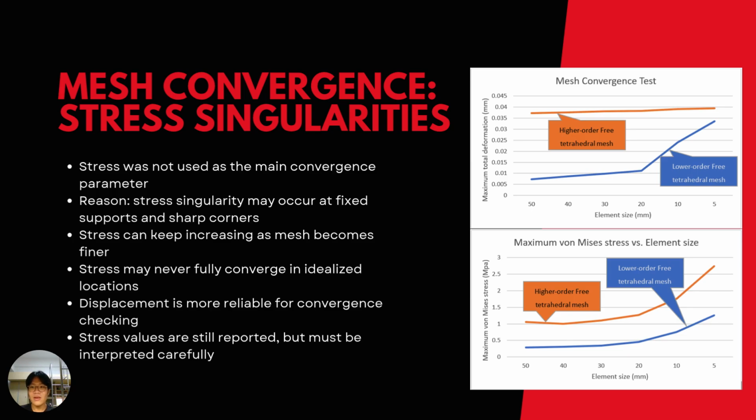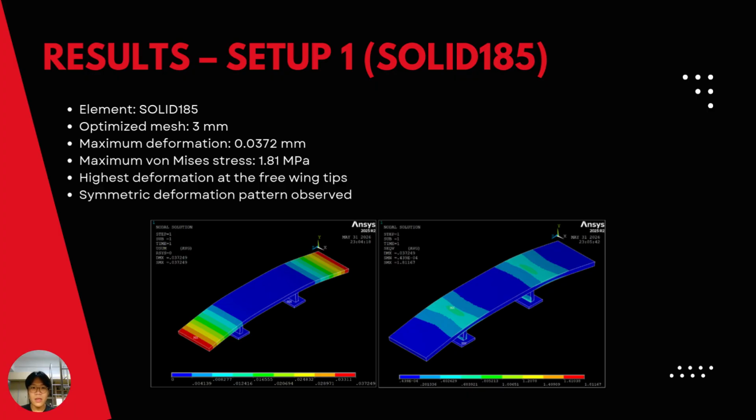These often occur near fixed supports or sharp corners. In those regions, the stress can keep increasing as the mesh becomes finer, as shown in the figure below, even though the overall solution is already stable. So for convergence, displacement is more reliable. Stress results are still important, but they must be interpreted carefully near supports and geometric discontinuities. Now let's talk about the results.